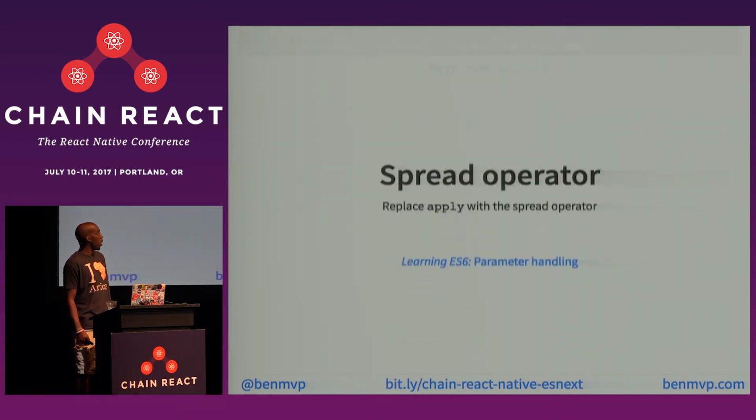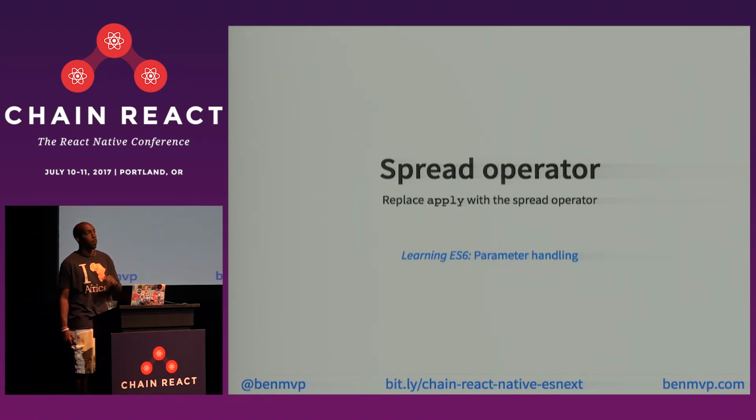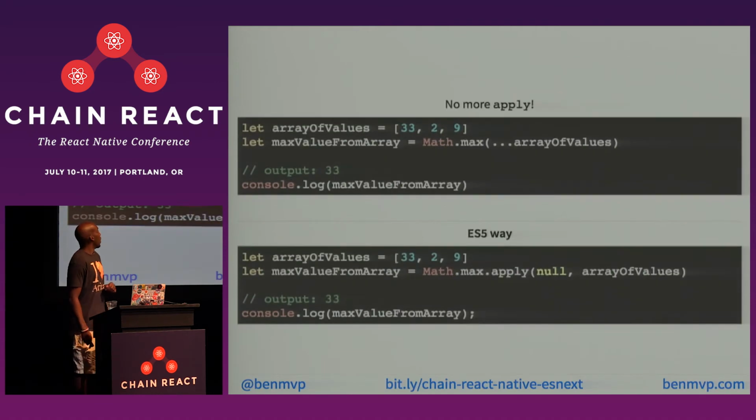The spread operator, which was introduced in ES6, does that for us with syntax. So now if you have an array here, 33, 2, 9, and you want to spread each one of those elements out, you can use the spread operator, which is these three dots. It literally spreads out the array into individual arguments. So it's as if you called Math.max with 33, 2, 9, as opposed to with the array.